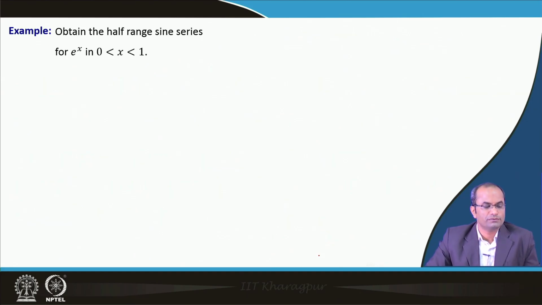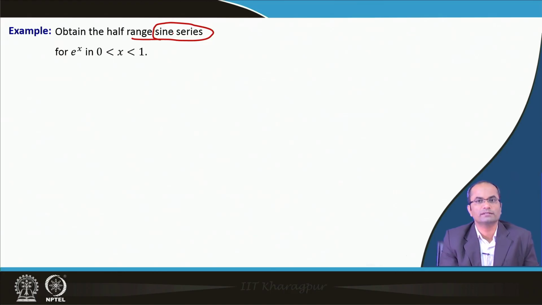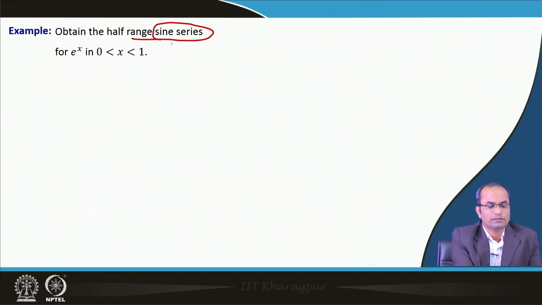So, we can proceed further. We want to obtain, for instance, the half range sine series. So, here the objective is to have the sine series. We could also get the cosine series. But let us go with the sine series first.